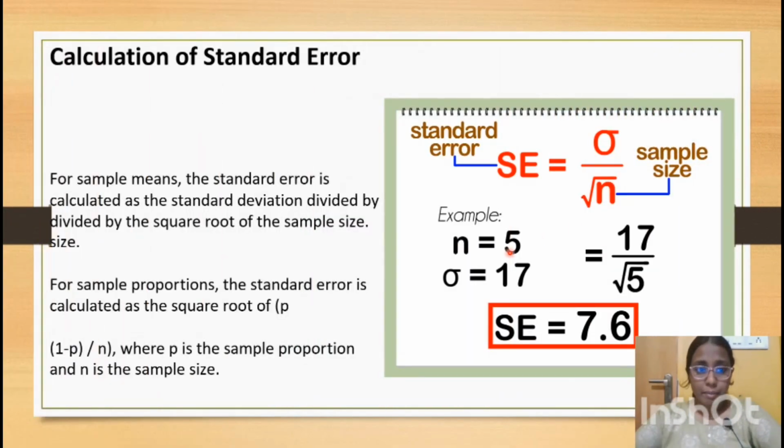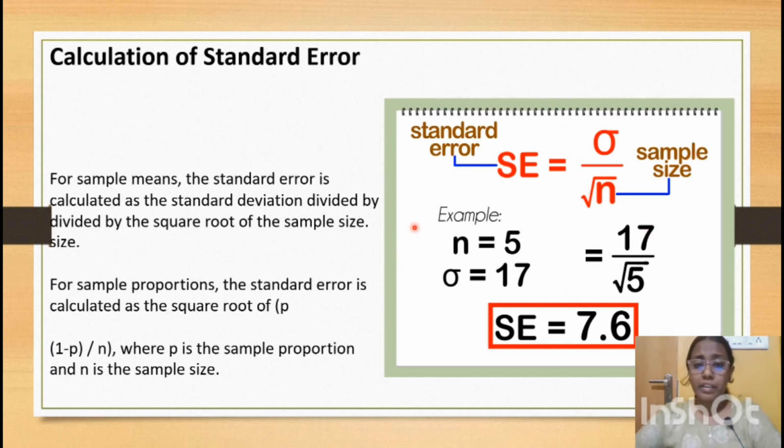This slide is about calculation of standard error. For the sample mean, the standard error is calculated as the standard deviation divided by the square root of sample size. So, let us see the formula. Here SE stands for standard error, N stands for sample size, sigma stands for standard deviation. The formula says that SE is equal to sigma by root N. That tells the standard error is equal to standard deviation divided by square root of sample size.